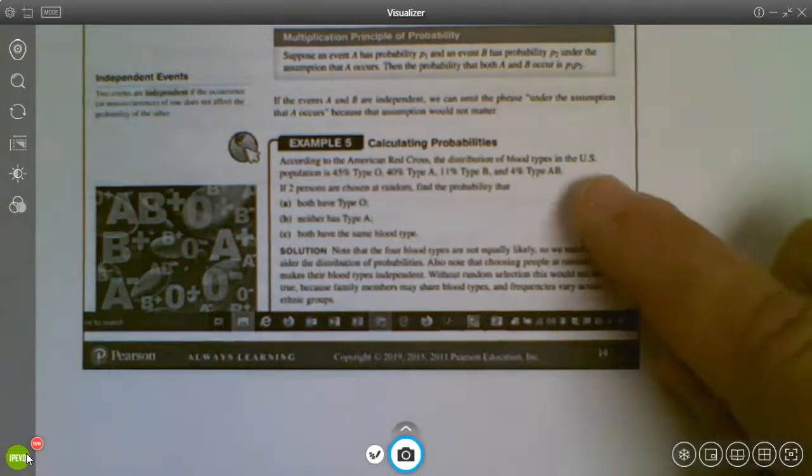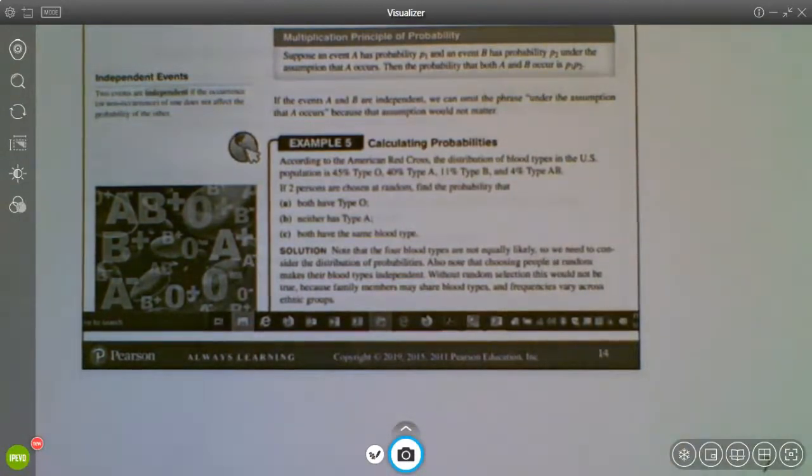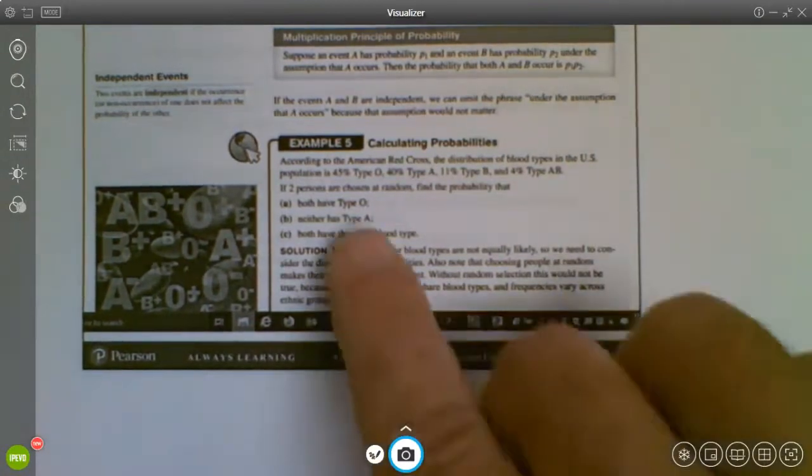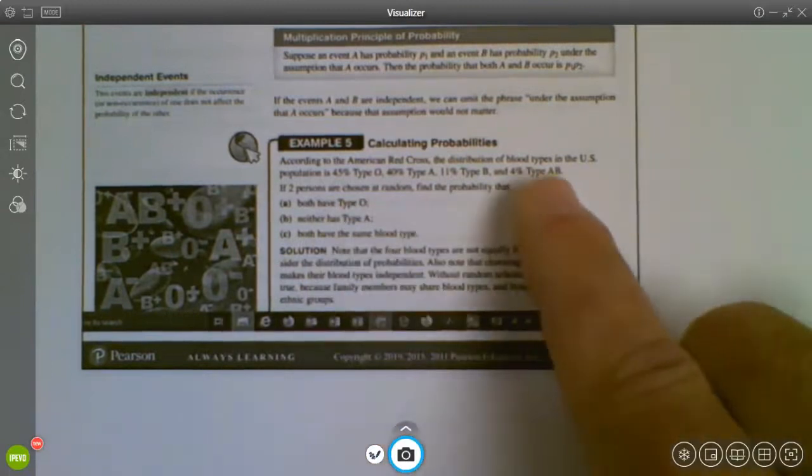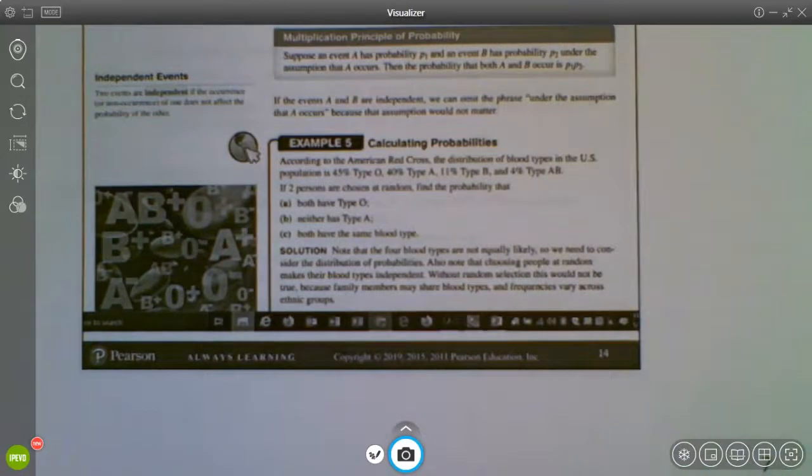Okay, so according to the American Red Cross, the distribution of blood types in the U.S. is as follows. So you've got type O, type A, type B, and type AB. So two people are chosen at random. What's the probability that they both have type O blood? Well, look at these for just a minute and let's determine, are these independent events or are they dependent?